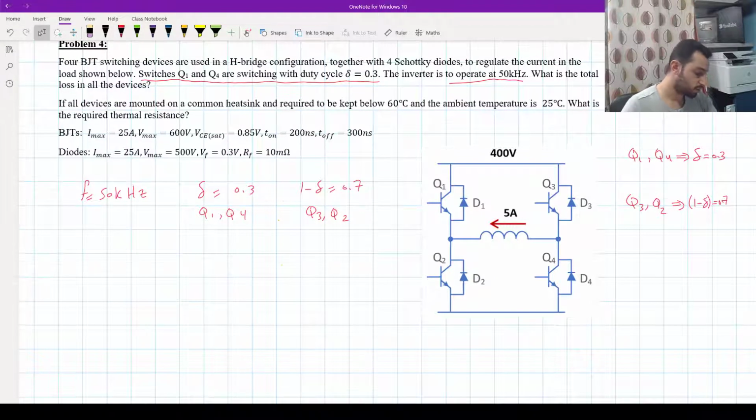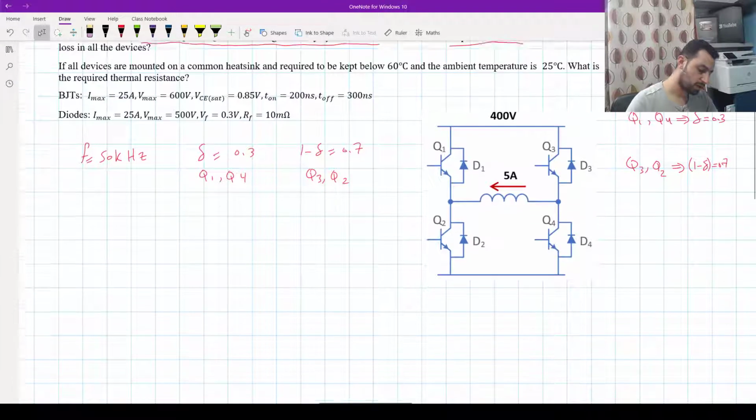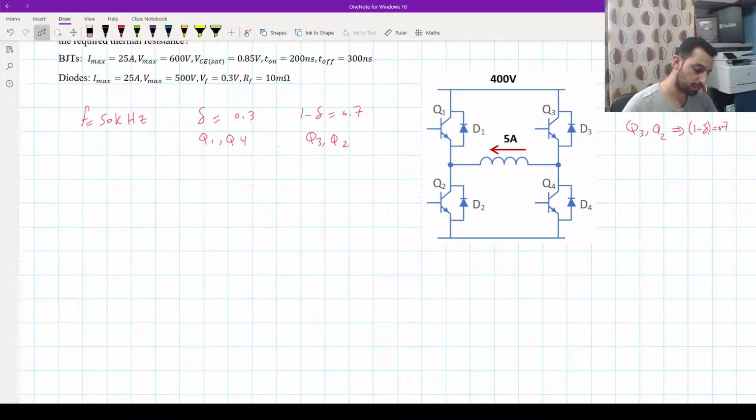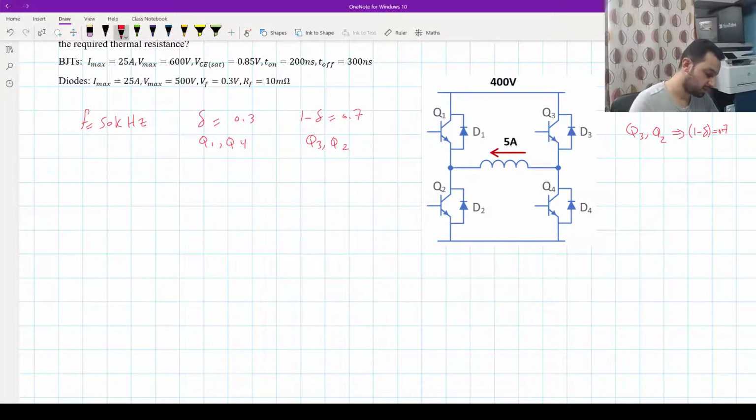Now, what is the total loss in all the devices? All the devices means switches, meaning transistors and diodes. So now let's analyze the circuit and see where the current is going through when switching the transistors on and off. We will start with Q1 and Q4, and we will switch them on for 30% of the period. So now this will be on, and this will be on.